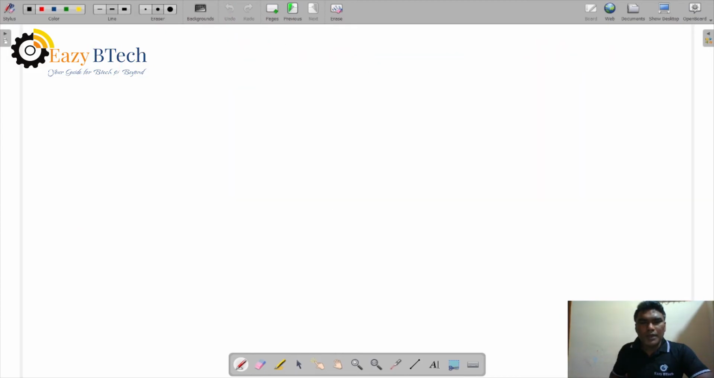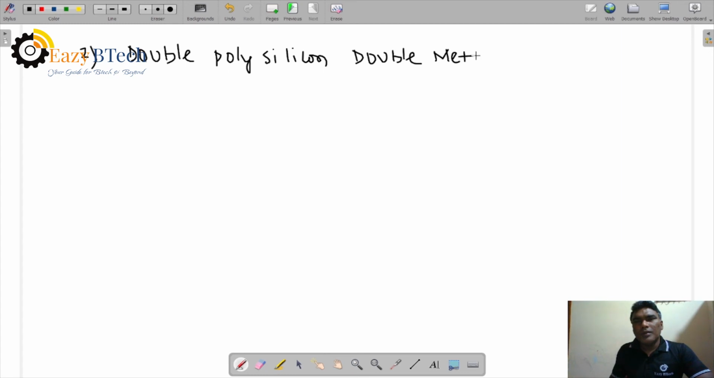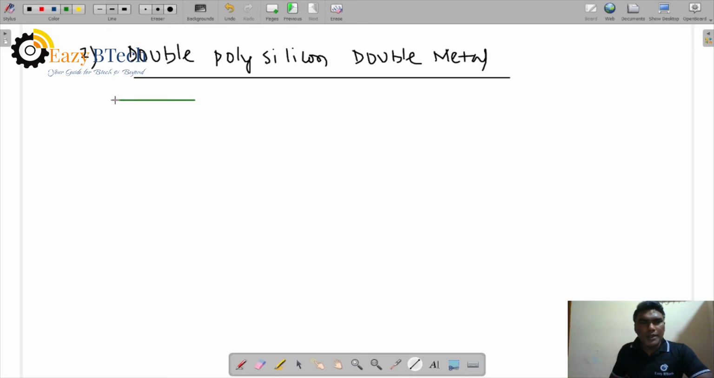Another type we can say, the second one: double polysilicon, double metal. So two metals are here, two metals, two polysilicons. Let us see this one. The layers are N diffusion, separation. You should remember this.